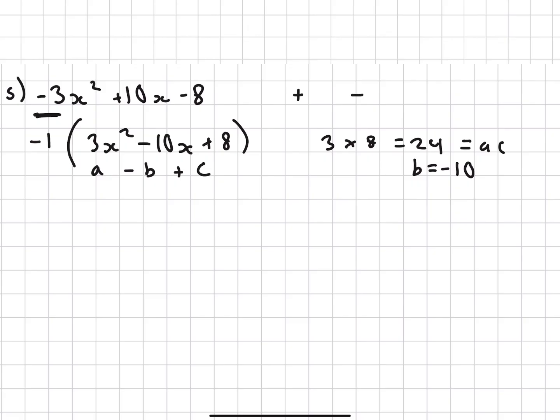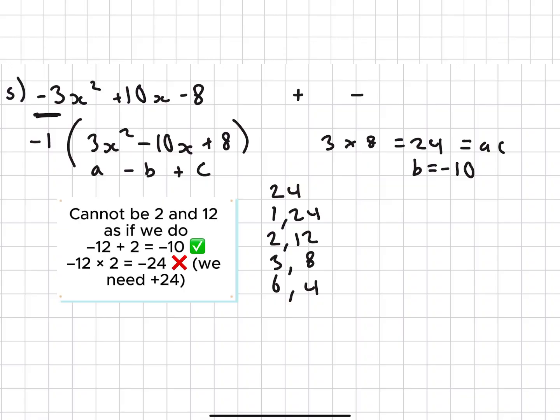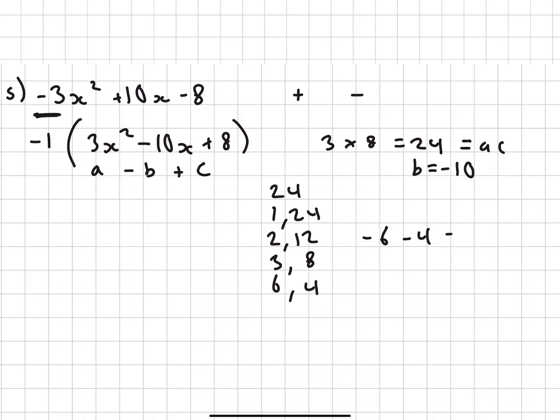Okay, so now all that we need to do is look for two numbers that will multiply to give us AC, which is 24, and add to give us B, which is minus 10. Let's begin by writing out all the factors of 24. So we know that we've got 1 and 24, we've also got 2 and 12, we've got 3 and 8, and we've got 6 and 4. We can clearly tell that the only two numbers that will multiply to give us 24 and add to give us minus 10 are going to be 6 and 4. However, we can also tell that it's not going to be positive 6 and 4, it's going to have to be minus 6 minus 4, which will give us minus 10, and minus 6 times minus 4 will give us 24.